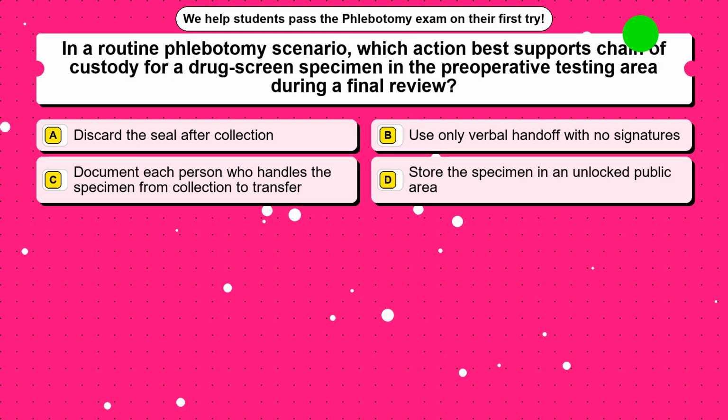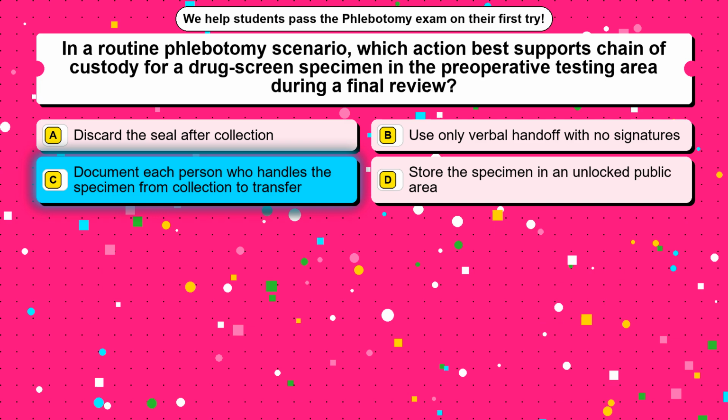Question 73. In a routine phlebotomy scenario, which action best supports chain of custody for a drug screen specimen in the preoperative testing area during a final review? Option A. Discard the seal after collection. Option B. Use only verbal handoff with no signatures. Option C. Document each person who handles the specimen from collection to transfer. Option D. Store the specimen in an unlocked public area.